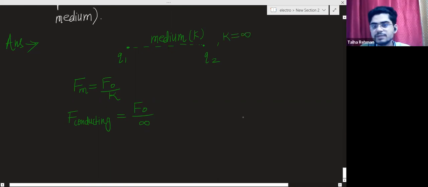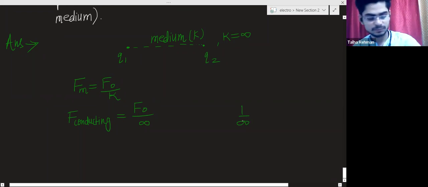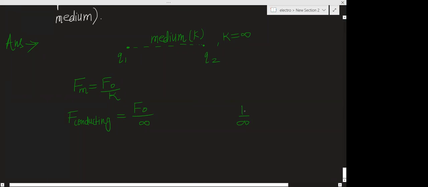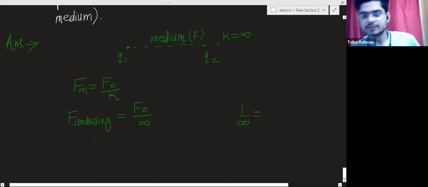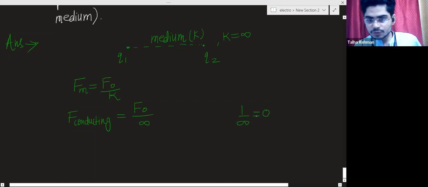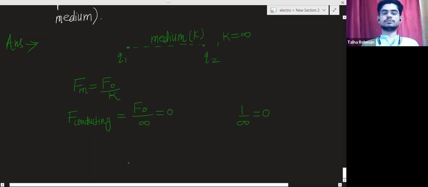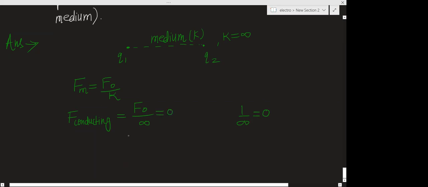And 1 by infinite means? What is 1 by infinite? What is the value of this? This is infinity. Infinite does not have a value. This will be 0, because 1 by infinite does not have a value. So this whole term will become 0 now.